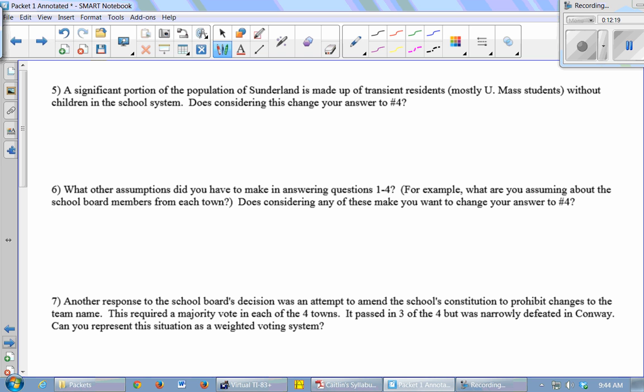However, the argument can be made that a significant portion of the population of Sunderland is made up of transient residents, which means mostly UMass students, non-permanent residents, without children in the school system. What does this do to your answer to number 4? Does Sunderland still have a legitimate complaint? What do you think?